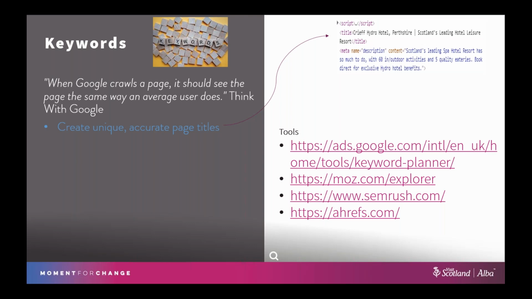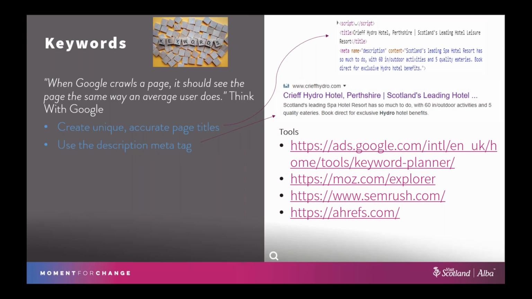So you can see there the title tag for Crieff Hydro Hotel is a nice and easy one. Crieff Hydro, Perthshire, Scotland's leading hotel and leisure resort. A few tips about title tags: keep them accurate and concise. Include your primary or your main keyword and make the title tag no longer than 70 characters, including spaces.